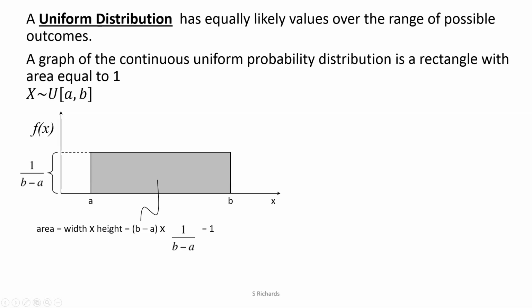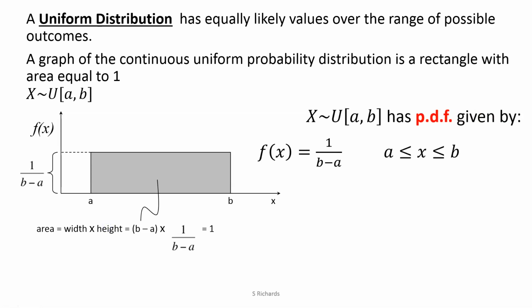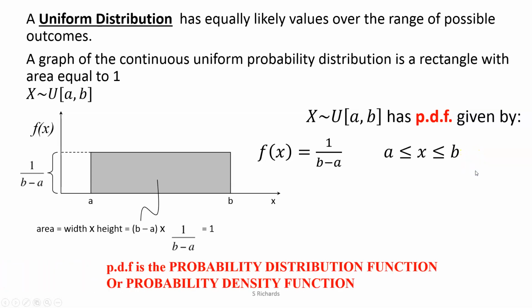Therefore, this gives us our probability density function, PDF. f of x is equal to 1 over b minus a, so long as x lies between a and b, and 0 if not. PDF is termed the probability distribution function or probability density function. It basically defines the probability; the area underneath that graph will always be 1 for any PDF.